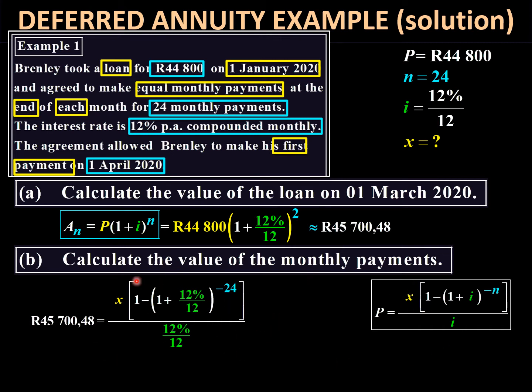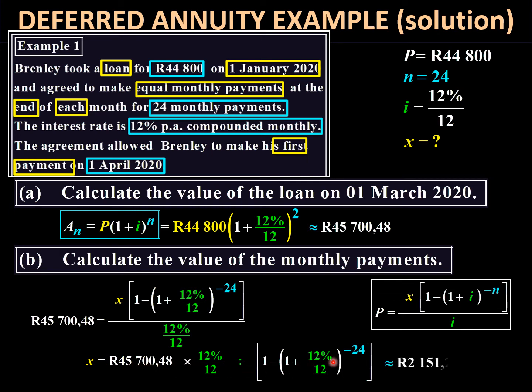We've worked out payments before. The 45,748 will have to be multiplied by that, and then we divide by this factor. Then just be careful with your calculations, and that's the monthly payment now, right? Because of the deferred payment, the monthly payment is now 2,151 Rand and 28 cents. So that is not 44,800 there, because there's been some compound growth that took place.